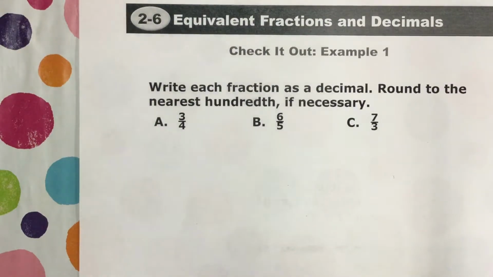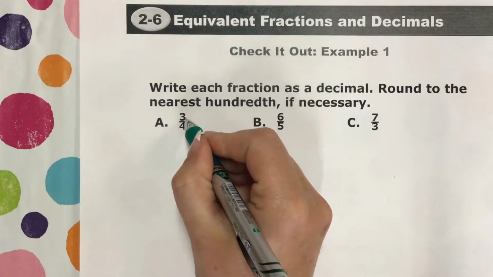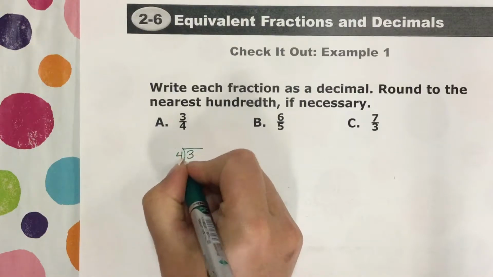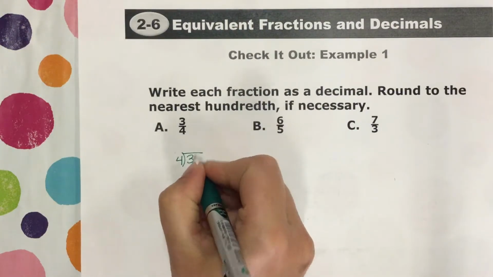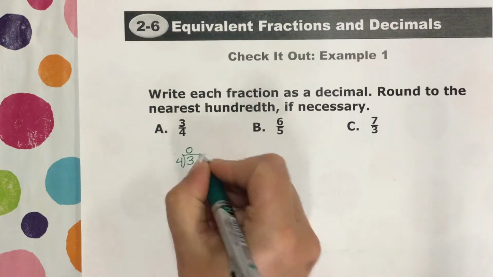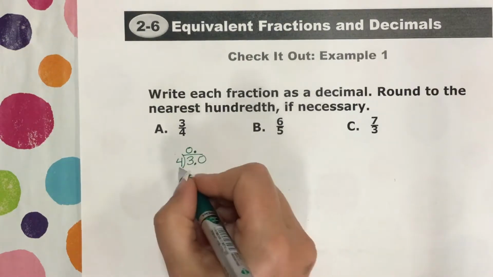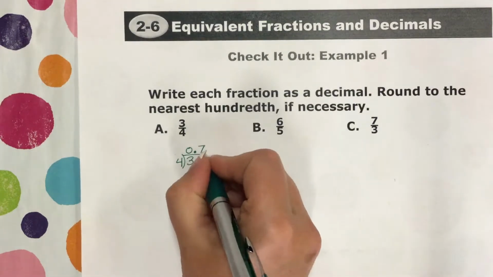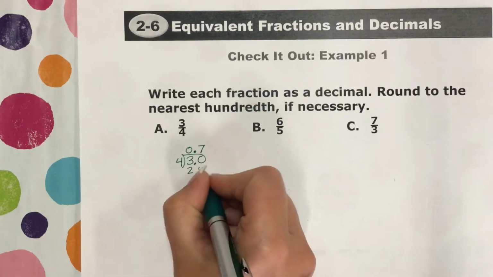All right, we are back. Let's go ahead and see how we did. So we're going to go for the first one, 3 over 4, which is the same thing as 3 divided by 4. Does 4 go into 3? No, it does not. So we're going to add a decimal, add a 0. Does 4 go into 30? Yes, it does. How many times? 7 times. 7 times 4 is 28.